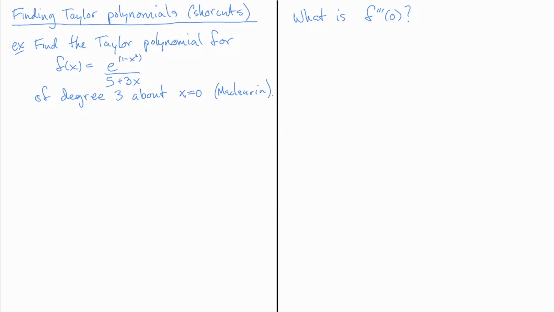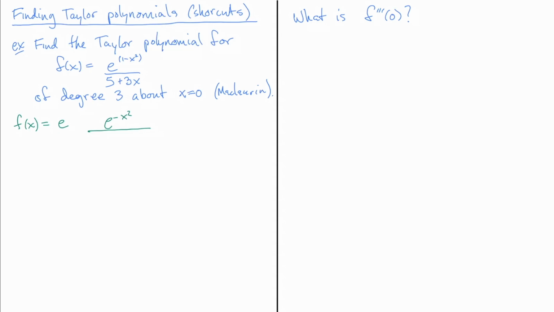Okay, so first let's start off just writing down f of x. The first thing I want to point out is that when I have e to the 1 minus x squared, e to the 1 multiplied by e to the minus x squared, that e to the 1 is just a constant. I can factor it out in front. So I'm left with e to the minus x squared, and that is going to be divided by 5 plus 3x.